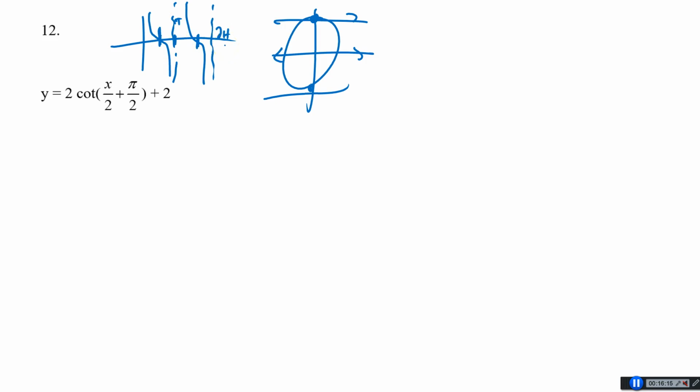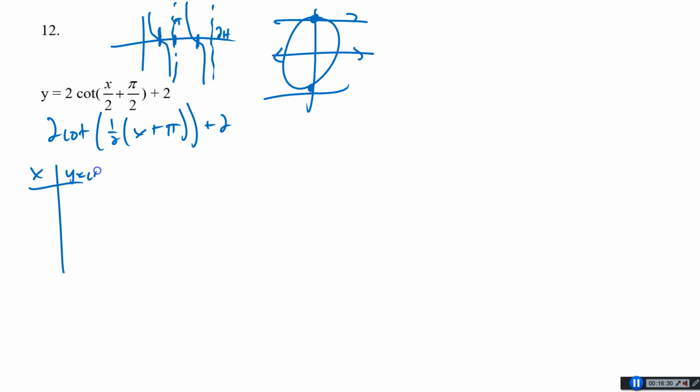Okay, so this guy, I'm going to clean the x first. So we have 2 cotangent 1/2 times x plus pi. That one's a pretty easy one to do without having to use an a, and then plus 2 at the end. So typical values for cotangent are kind of weird, but we can still do it. It'll still make sense. So we have y equals cotangent x.